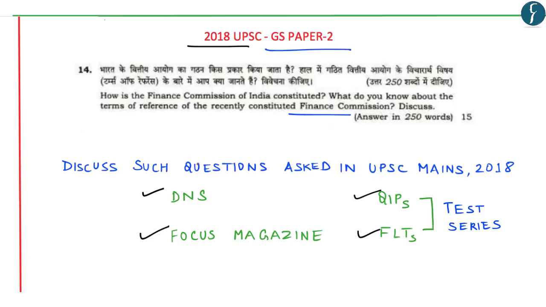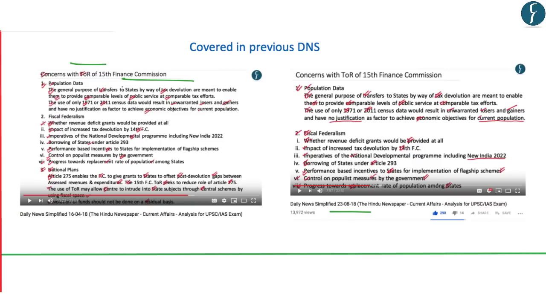Now, the issue of terms of reference of the 15th Finance Commission was very much in news for the last 6 to 8 months, and we had tried to cover these topics extensively in our DNS videos as well as in our Focus magazine. Since some of the terms of reference, specifically with respect to choosing the year of census, that of 2011, created certain controversies, this issue always appeared in our newspaper for the last 6 to 8 months.